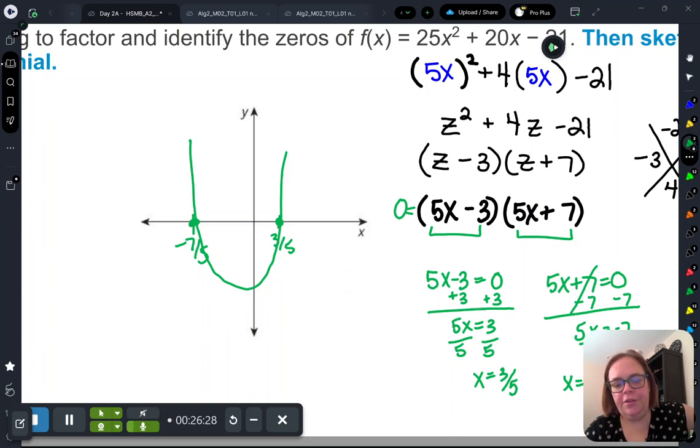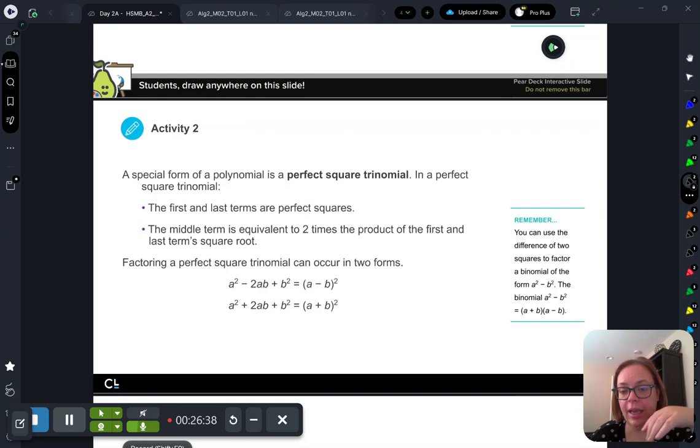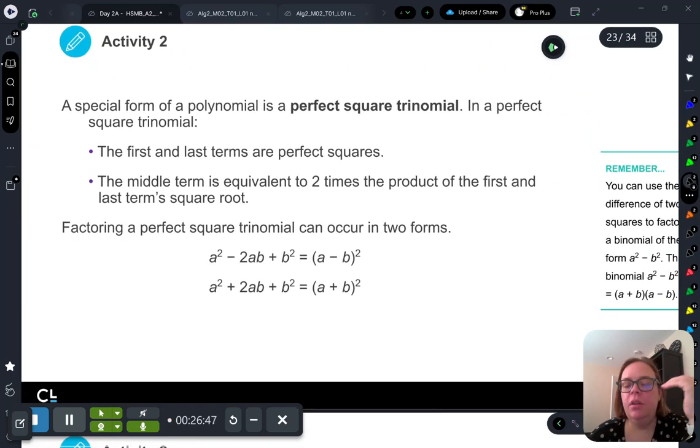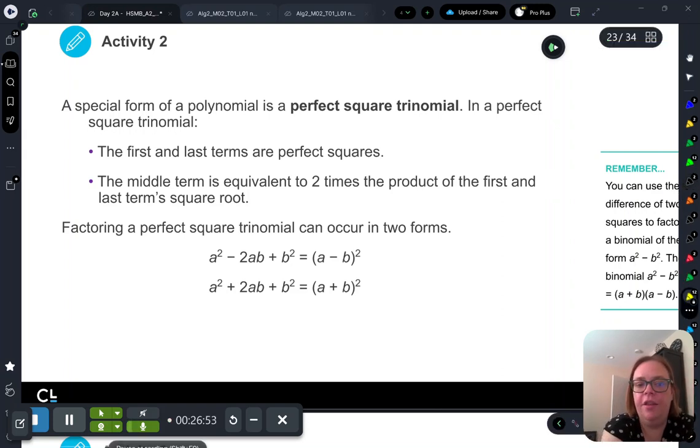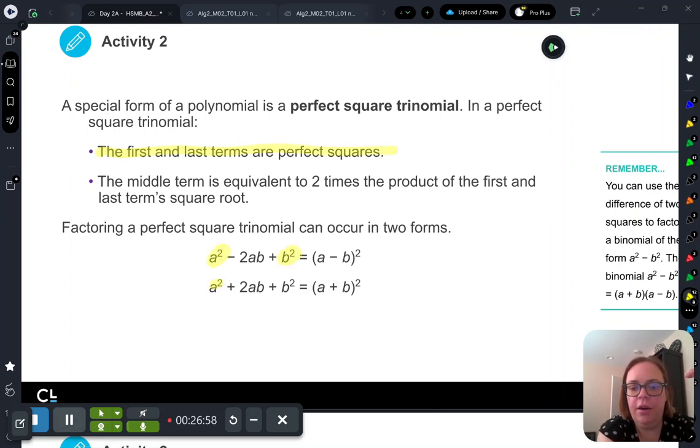Okay, so we have to look at perfect square trinomials and factoring by grouping. We'll do a couple of the problems from this section on those, okay? A perfect square trinomial is a type of factoring where you have to recognize a pattern. The pattern is that the first and last terms are perfect squares, so here and here is what we're recognizing. And the middle term is equivalent to 2 times the product of the first and last term's square root.